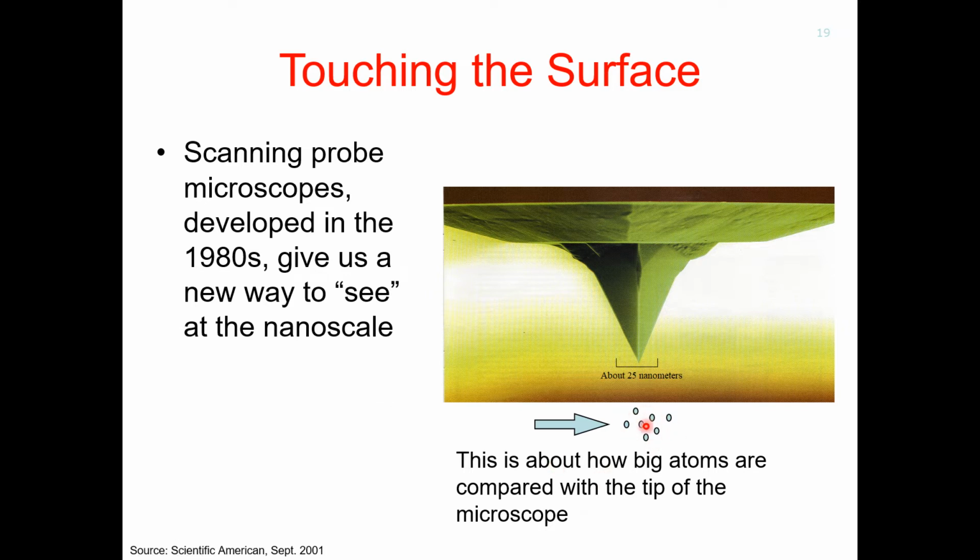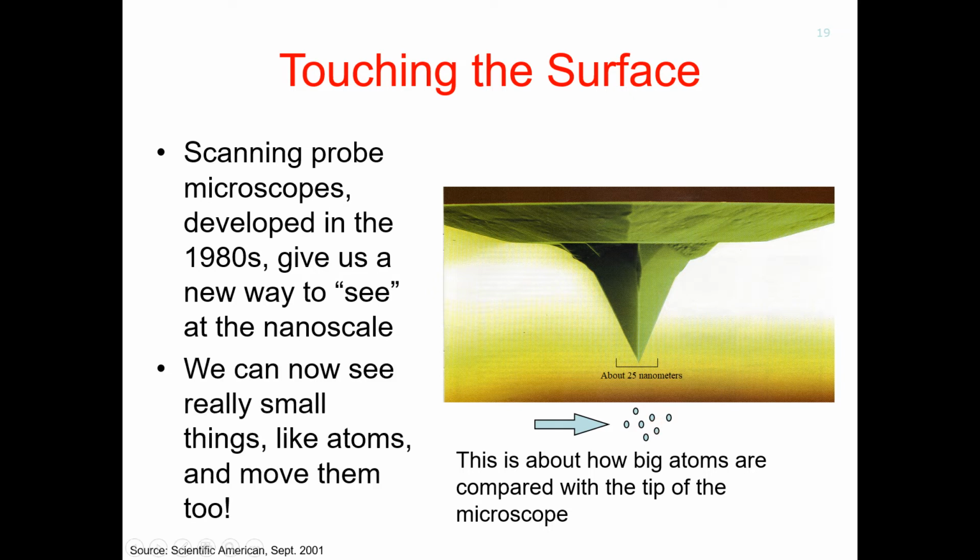Here you see an example of atoms or materials, and this is how you can see it. This is the tip of the material with the help of which we can do the probing. And the size of this tip, here we have the scale, is about 25 nanometers. So we can now see really small things like atoms, and we can even move them with the help of scanning probe microscopy. We can not only see the atoms, but we can also move them.